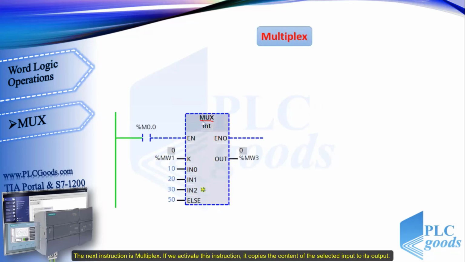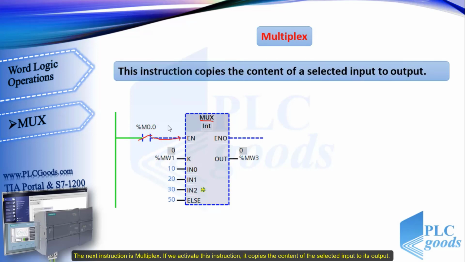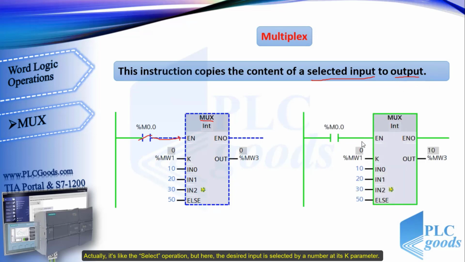The next instruction is multiplex. If we activate this instruction, it copies the content of the selected input to its output. Actually, it's like the select operation, but here the desired input is selected by a number at its k parameter. Here its value is 0, so the first value IN0, which is 10, is copied to the output. If the k parameter is 1, the next input will be copied.